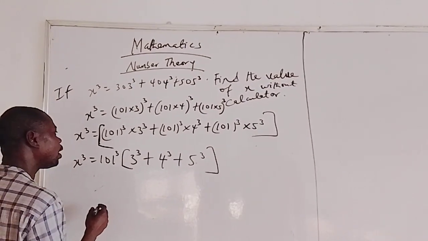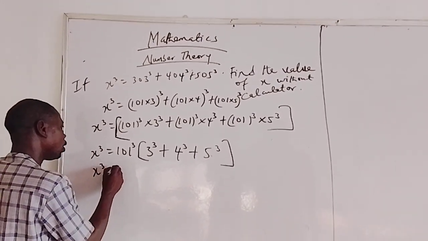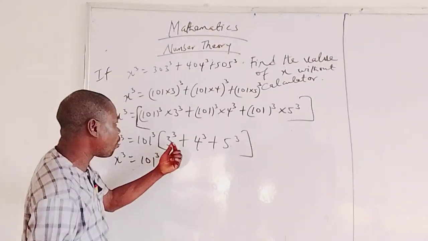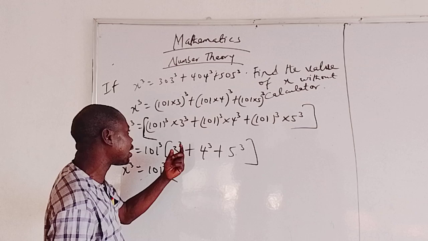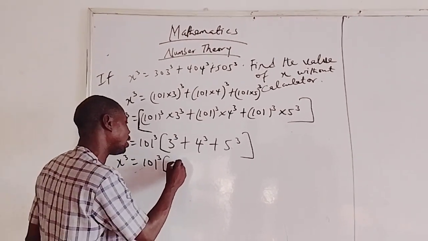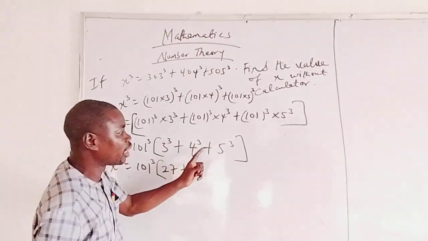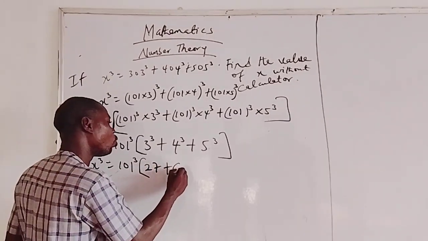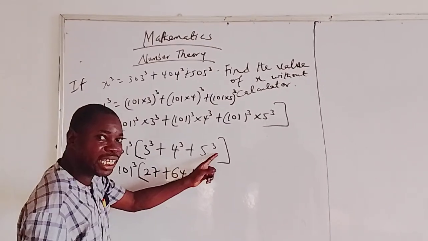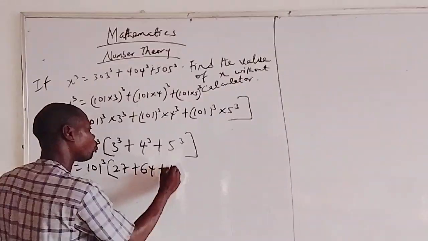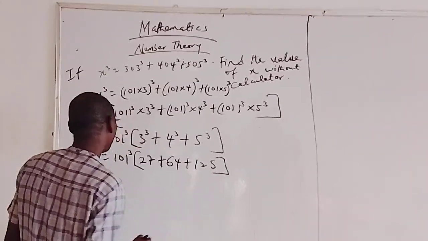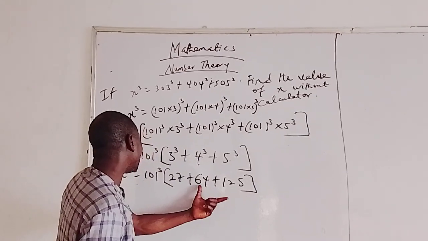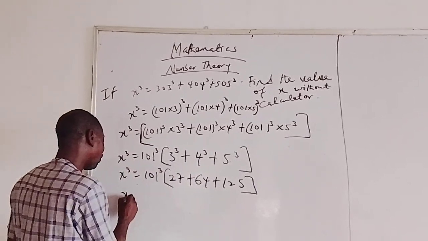So we can now write that x cubed is equal to 101 to the 3 times, now when you evaluate, 3 to the 3 is 3 times 3 times 3, which is 27. 4 to the 3 is equal to 4 times 4 times 4, which is equal to 64. Then 5 to the 3 is 5 times 5 times 5, which is 125. So the next line of action is to sum up these numbers and complete our evaluation.